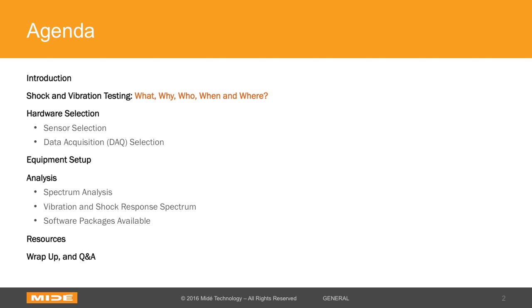Today we have a lot to cover in a fairly short period of time, so we'll be moving through things fairly quickly. We'll start with why you need to set up the testing, and there are some questions you need to answer before you can go about your hardware selection. Then we'll get into how to select the right sensor and right data acquisition system for your needs, and how to set up that equipment once you've selected it. Then we'll get into the fun stuff, which is the analysis: spectrum analysis, response spectrum plots, and I'll also show you some software packages that are available. To conclude, I know there's a lot of stuff out there, so I'll give you some links to resources, and we'll have a brief Q&A.